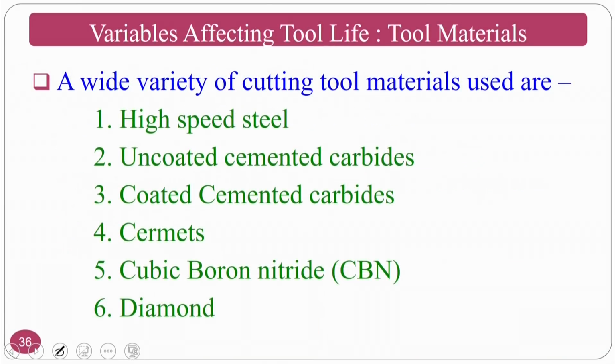The wide variety of cutting tool materials used are high speed steel, uncoated carbides, coated carbides, cemented carbides, cermets, cubic boron nitride, that is called CBN tools, and diamond tools. These are some of the materials. Apart from this, many materials are coming up. At the same time, many materials are invented for coating on these materials. So these are some of the things we will see.